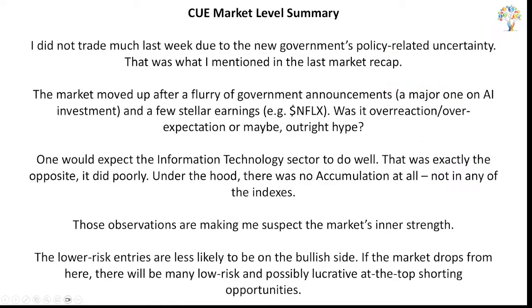My market level summary: I did not trade much last week due to the new government's policy related uncertainty. That was what I mentioned in the last market recap. The market moved up after a flurry of government announcements. A major one on artificial intelligence investment, potential investment of $500 billion, and a few stellar earnings like Netflix. Was it overreaction, over expectation, or maybe outright hype.